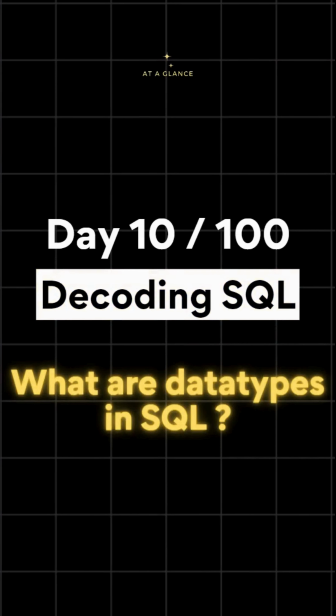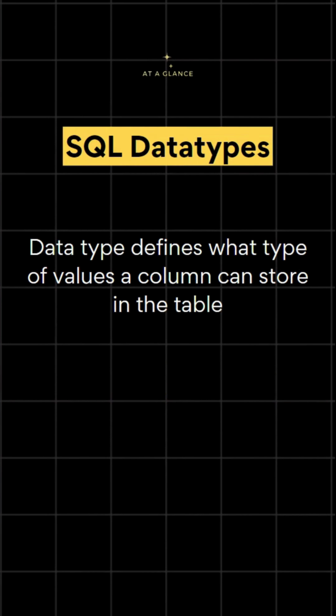Today, we'll see the term data types in SQL. What exactly are they? Let's have a look at the definition. Data type defines what type of values a column or an attribute can store in the table. Of course, in a table in a database, we store values. What kind of values we store is decided by the data type of the attribute or the column.